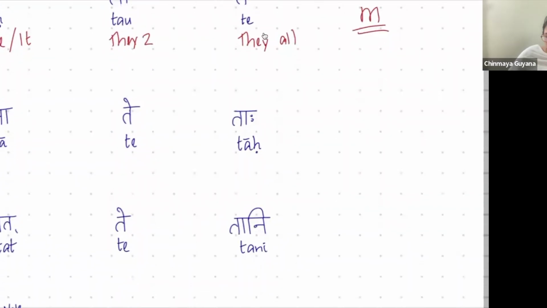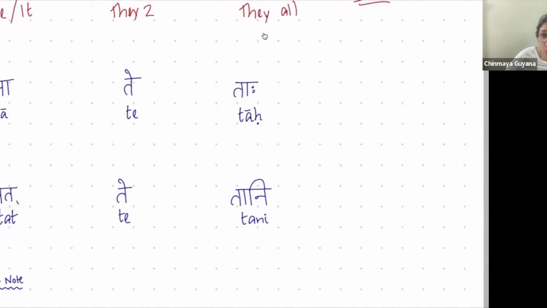Next line. Everybody, please give me 2 minutes so I can finish this, so I can give you your homework. Otherwise, we wouldn't have homework today. Sa, te, taha. Sa is she or it, any feminine word. Te is they two. And taha is they all. Feminine. First case, singular, feminine. First case, dual, feminine. First case, plural, feminine.